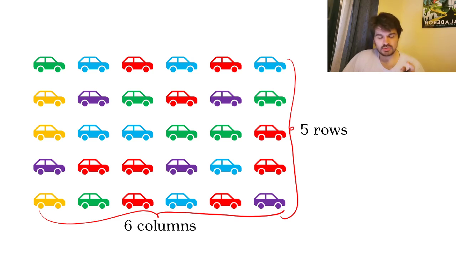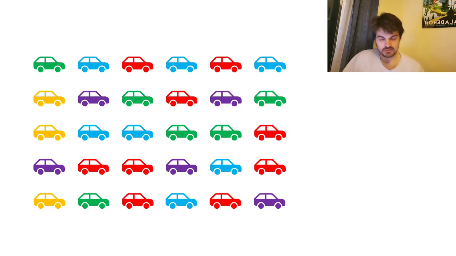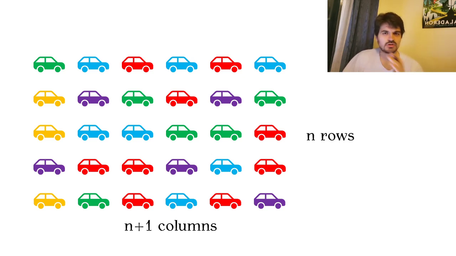What we know, however, is that the number of columns is one larger than the number of rows. So that is going to be important. This is pretty much the only thing that's going to be important here. So let's say that instead of 5 and 6, we just have n rows and n plus 1 columns. What is important is n is any natural number. We don't care what it is. What we know is that this one is one larger, right?